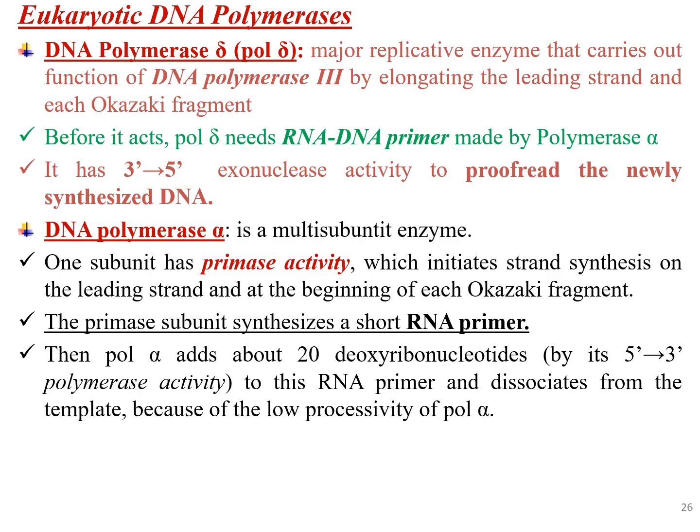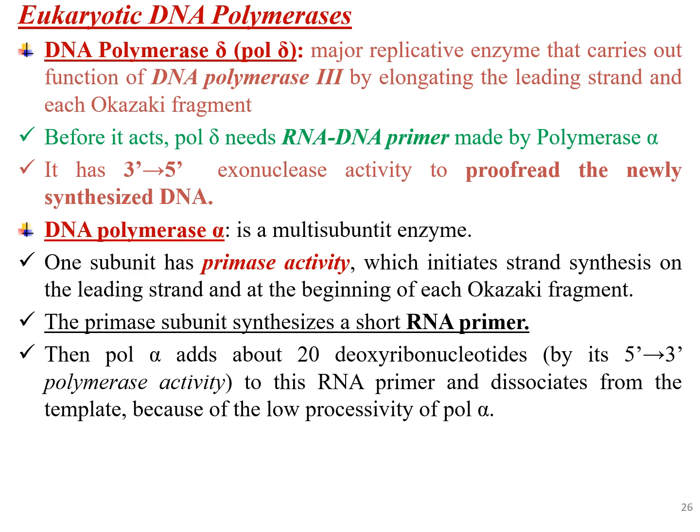Eukaryotic DNA replication also involves DNA polymerases. These can be DNA polymerase delta, DNA polymerase alpha, DNA polymerase gamma, RNase H, and different DNA polymerases are there. DNA polymerase delta, or pol delta, is the major replicating enzyme that carries out the function of DNA polymerase 3 by elongating the leading strand and each Okazaki fragment. Before it acts, pol delta needs an RNA-DNA primer made by polymerase alpha. What is polymerase alpha used for?